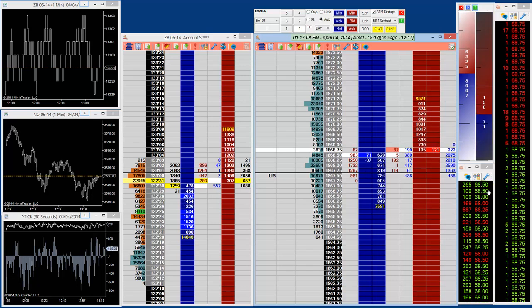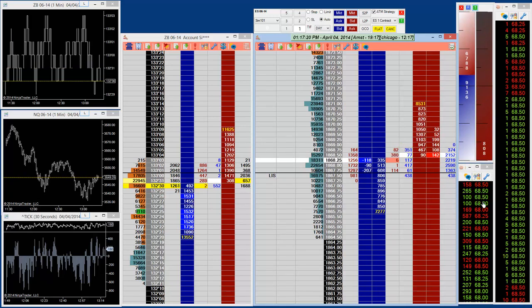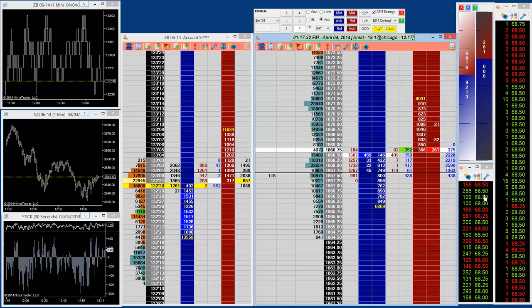So 265, 68.50. But now if we start to sit, if we couldn't tick up and we got some size at 68.75 and we sit there, we know these guys that got in at 68.50 are in a little bit offside, in a bad position. And again, that's kind of fuel to the fire. So when you're looking at size, it's important to see size on your side, but it's very important to see the price progression as well.